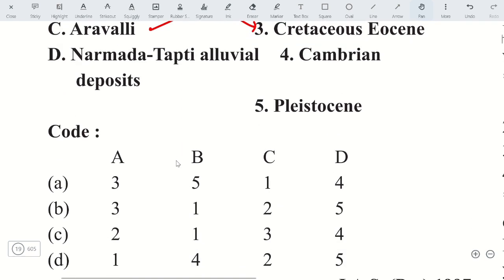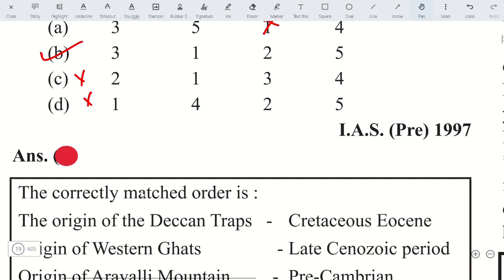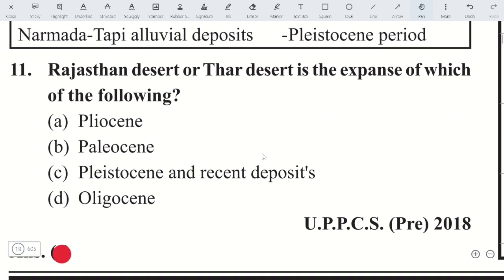One is 3, then we can eliminate C and D. C is with 2, then we can eliminate this one also. So then the answer will be B option. Okay, let's move on to the next question. See, here is the explanation. You can check out the explanation.